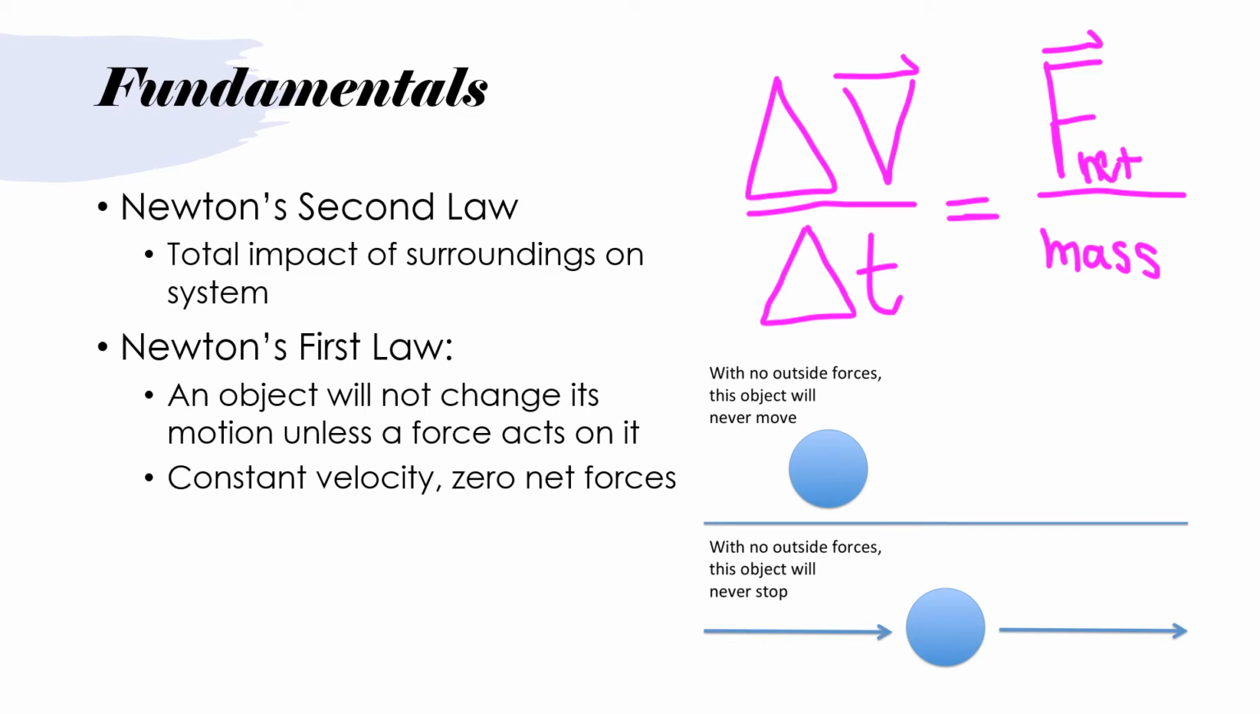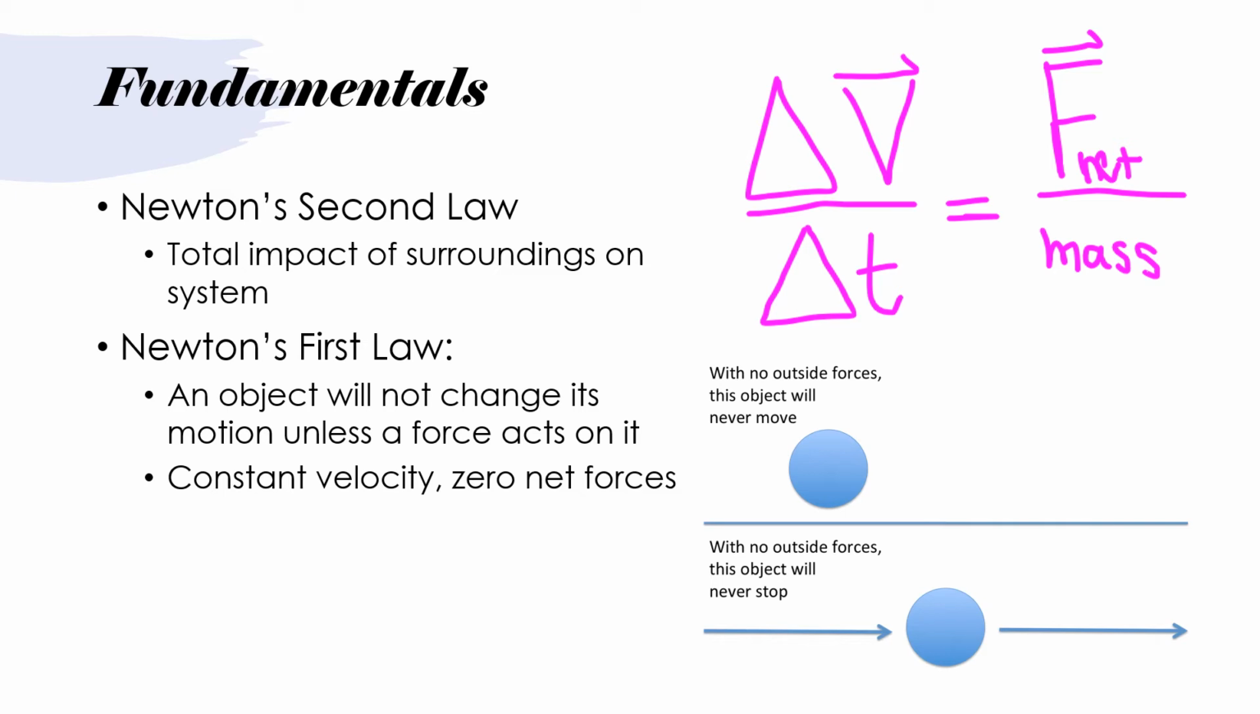Newton's second law, change in velocity over change in time is equal to net force over mass, gives us a way to predict future motion. Through this equation, we can measure the total impact of the surroundings of the motion, or in other words, the total interactions of surroundings with the system.